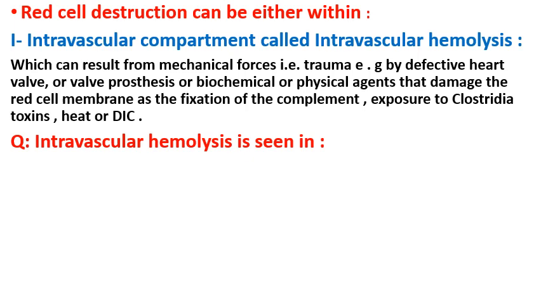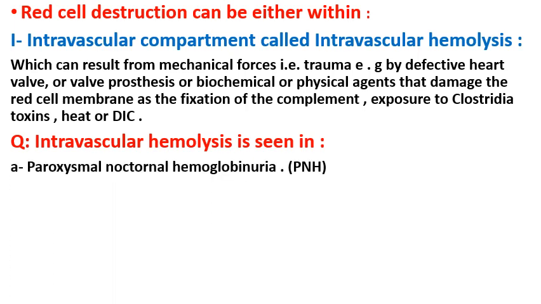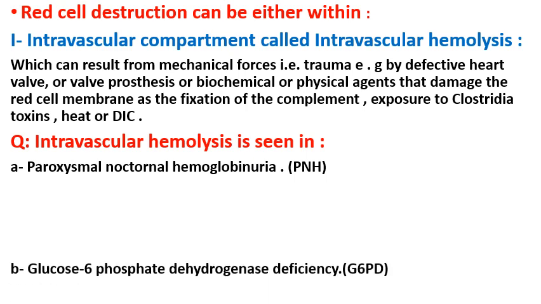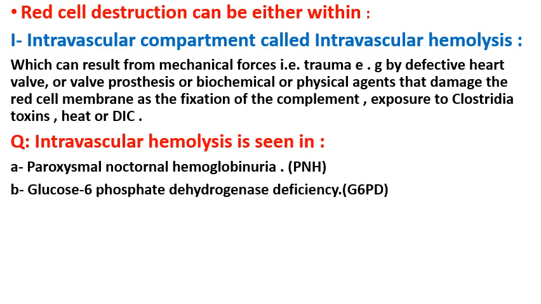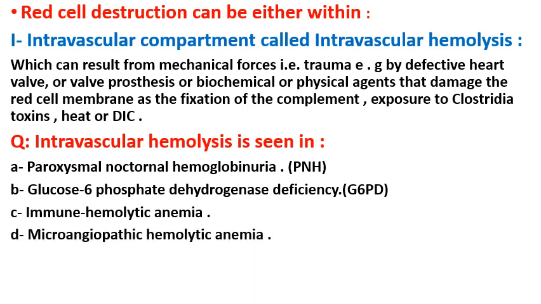Intravascular hemolysis is seen in paroxysmal nocturnal hemoglobinuria, in which there is damage to the red blood cell by fixation of complement. This is seen in paroxysmal nocturnal hemoglobinuria. G6PD, in which there is deficiency of certain enzymes. Immune hemolytic anemia. There are many causes, including immune hemolytic anemia, microangiopathic hemolytic anemia, and malaria.